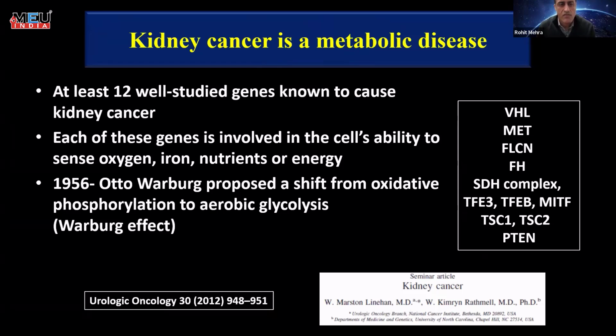There are at least 12 well-studied genes known to cause kidney cancer, which are listed in this box, which include VHL, MET, folliculin, FH, genes of the SDH complex, MiT family genes, and mTOR TSC pathway genes. Each of these genes is uniquely involved in the cell's ability to sense oxygen, iron, nutrients, or energy. And the hypothesis proposed by Otto Warburg, popularly called the Warburg effect, which states a shift from oxidative phosphorylation to aerobic glycolysis, is still considered to play a major role in kidney tumor or renal cell carcinoma pathogenesis.